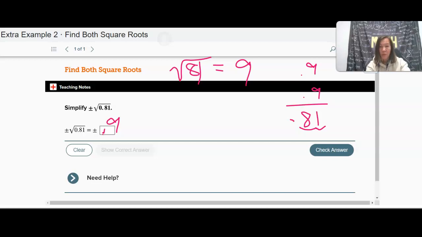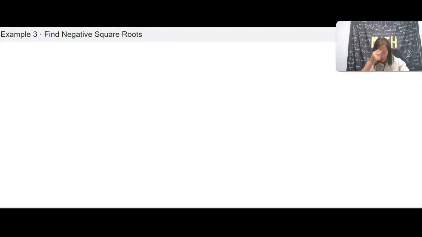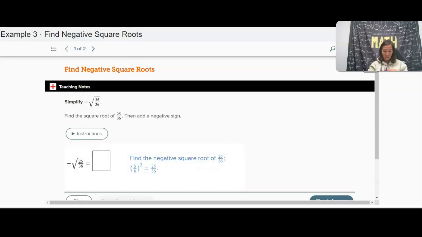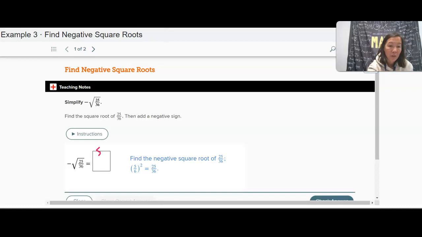Negative square roots. If you look at the bottom of page 81, it says find negative square roots. It's the same thing, you guys. This is a pretty easy section. If I want to find the square root of negative 25 over 36, we really can just find the square root of each part. So the square root of 25 is 5, square root of 36 is 6, but this negative just means I want the negative square root, so it'll be negative 5/6.